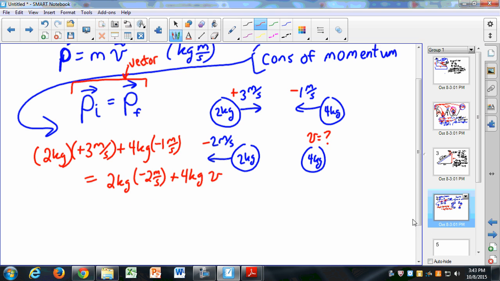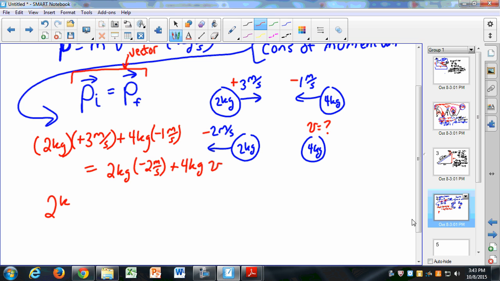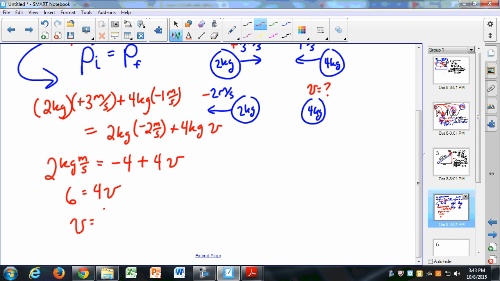So I have 6 minus 4. The initial momentum is 2 kilogram meters per second. This is negative 4 plus 4V. 6 equals 4V. V is 3 halves, that's 1.5 meters per second. So what that tells me is, first of all, this came out positive, so this is going to be going in this direction at 1.5 meters per second.